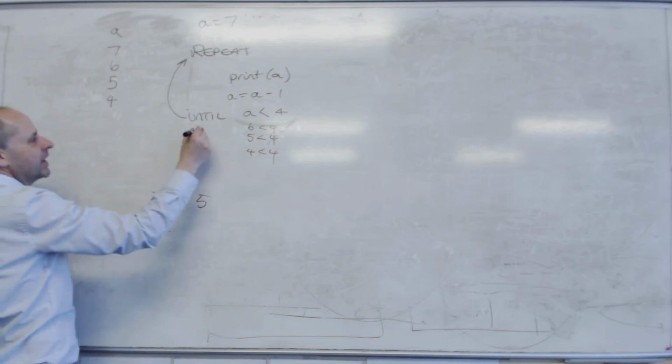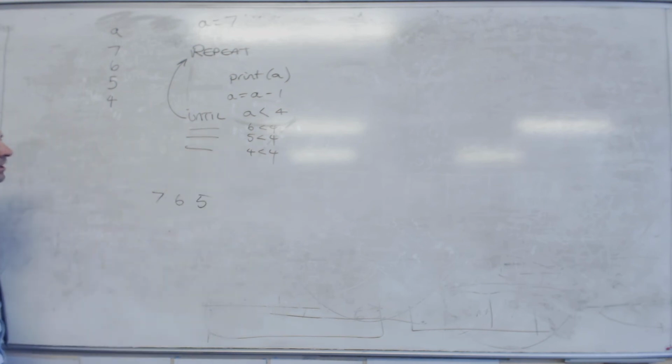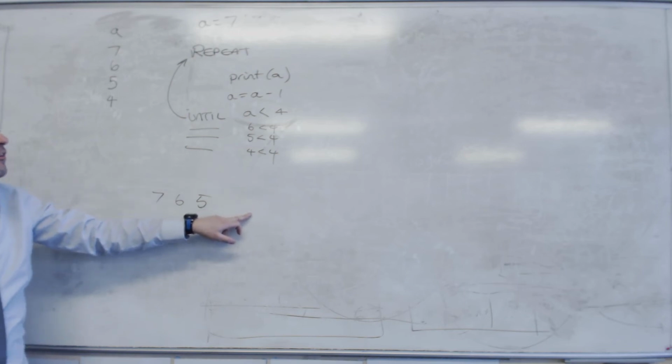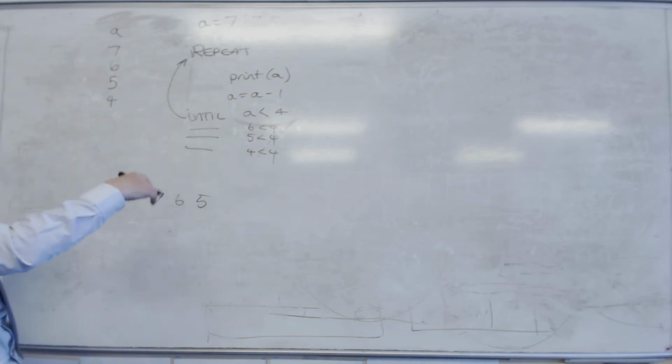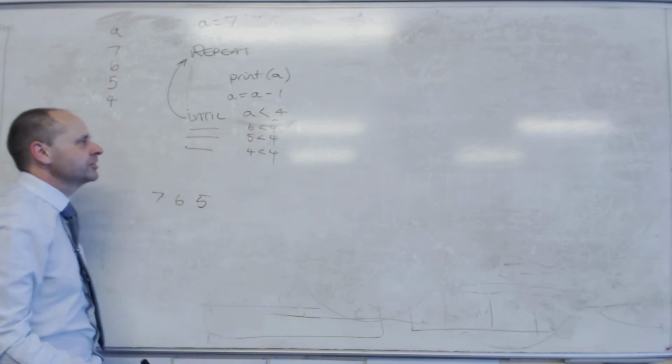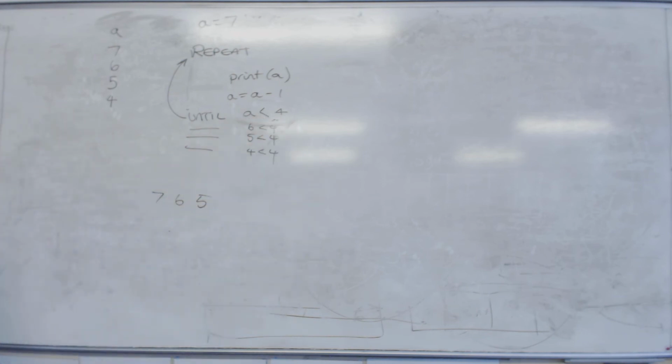Do not do the loop again. Carry on. Now what you've ended up doing is you've got a sequence of values for A, but we only printed 765. We did not print the 4. If we'd have gone round and done the loop again, we'd have printed the 4. But the condition we used on the until stopped that happening.